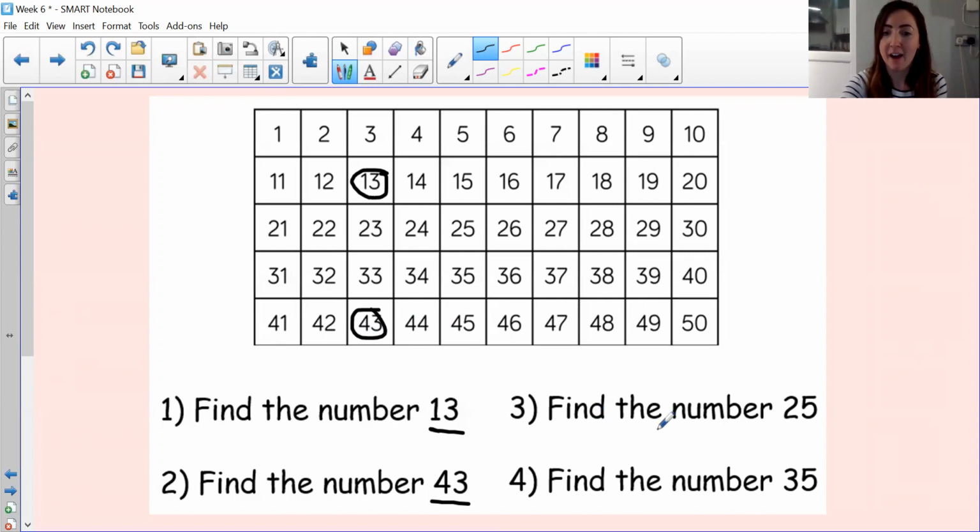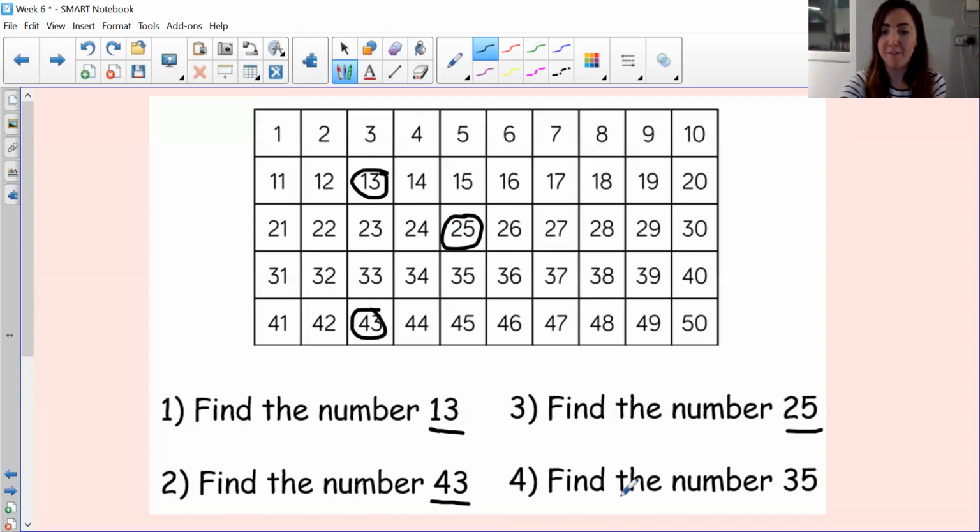Okay, number 3, find the number. What number is that? That's right, 25. Can you find 25? Pause if you need to. So 25 is in the 20s, numbers with 2 tens. So looking down each row, here they are. Here are the 20s. All these numbers have 2 tens, and here is 25.